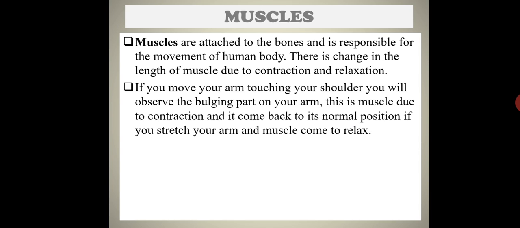A joint, we can move. So a joint we already discussed, we can move, but how is this movement actually taking place? Because of muscles. So muscles are responsible for the movement of the human body, along with the places where we are able to move. The places are joints, and muscles are also responsible for the movement.